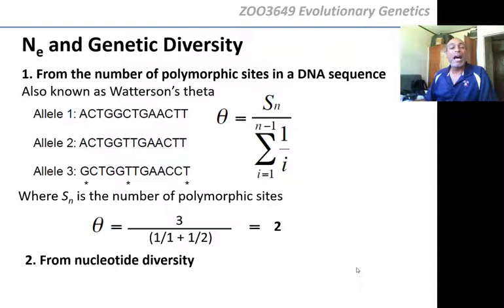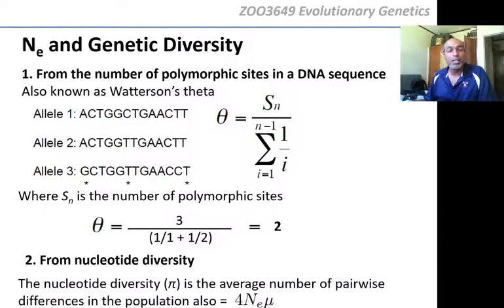How can we work it out from nucleotide diversity? So this is the second way to work out theta, okay? So nucleotide diversity is the average number of pairwise differences in the population, okay? So let's take each pair, okay? Let's take allele 1 and allele 2, individual 1 and individual 2. How many differences do they have? They've got this difference here, and they've got this difference here. So this pair has got 2 differences.